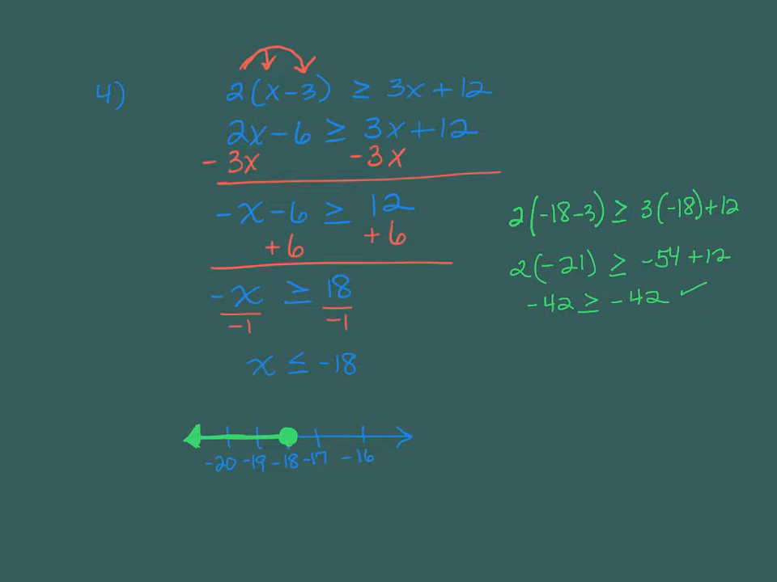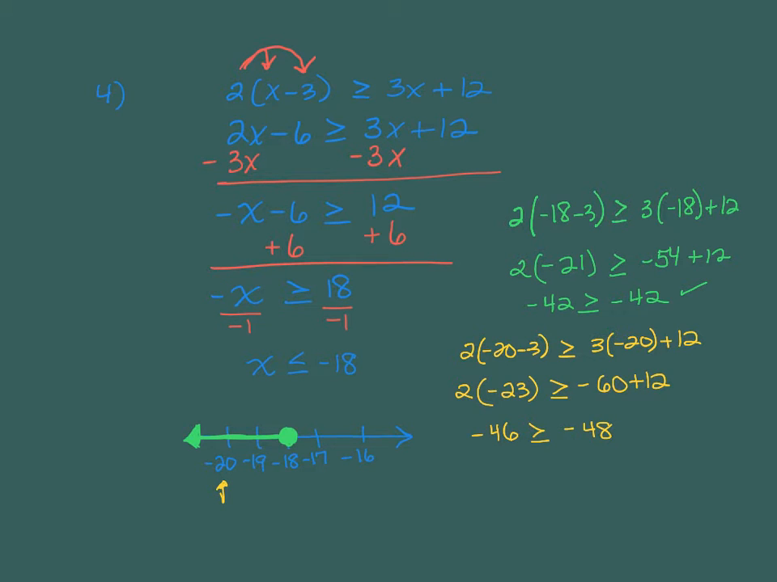Now I need to pick a number from my shaded area. I'm going to pick negative 20. It's in my shaded area, and it's going to be relatively easier to multiply by. So I'm going to have 2 times negative 20 minus 3 is greater than or equal to 3 times negative 20 plus 12. Negative 20 minus 3 is negative 23. Times 2 is greater than or equal to negative 60 plus 12. 2 times negative 23 is negative 46, is greater than or equal to negative 60 plus 12 is negative 48.